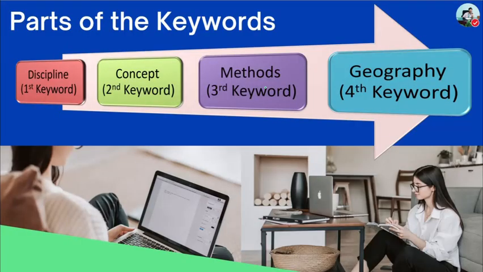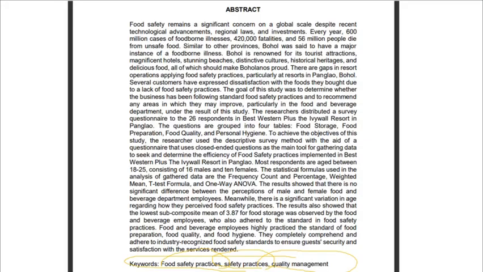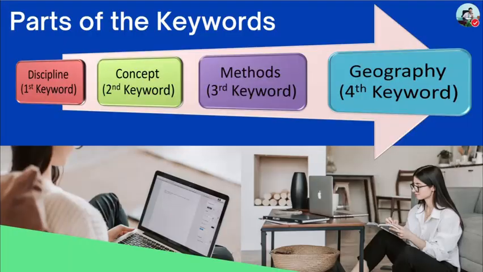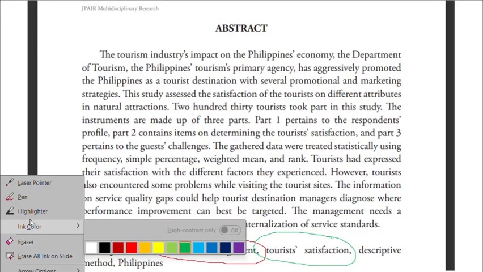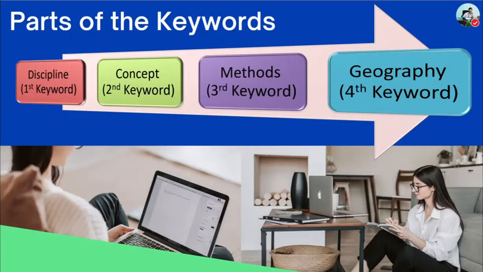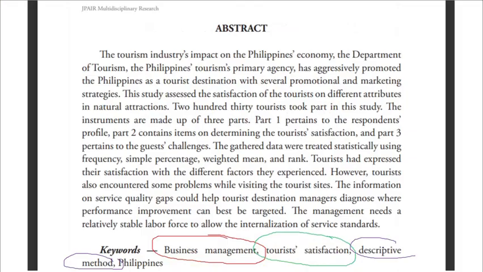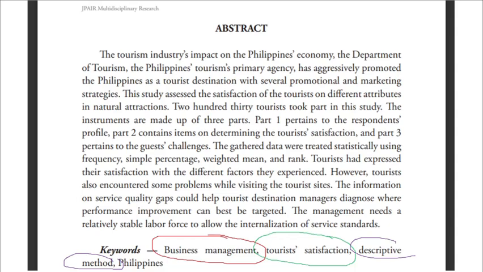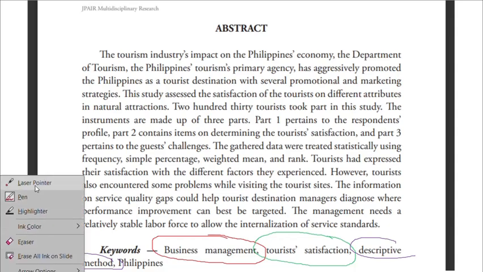For the third is about the methods. What methods or what research design is being used? So here we're going to use descriptive methods. And the fourth one is for geography. Again, these methods, you can find in your research design. And fourth, geography, it is the Philippines.